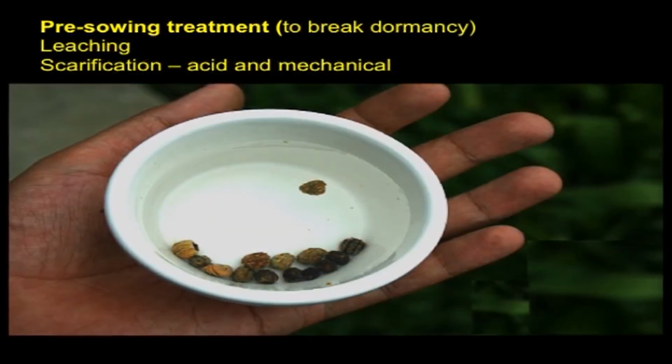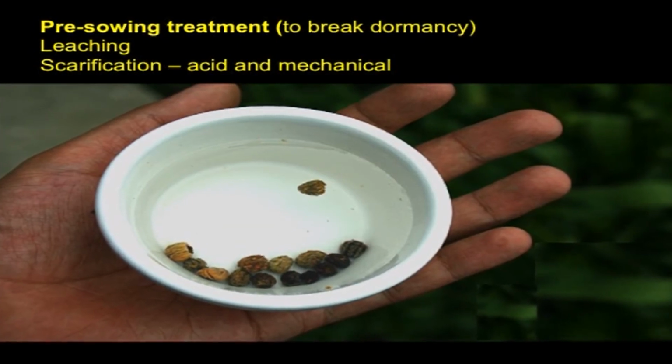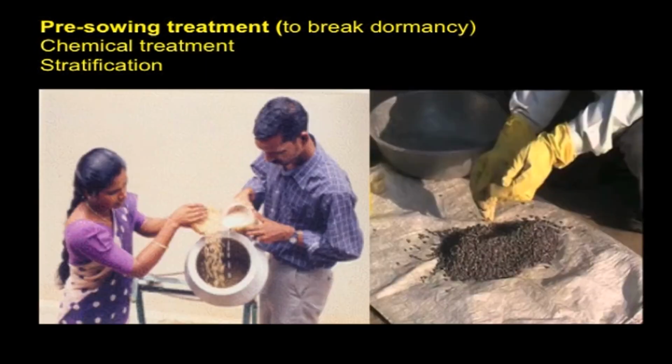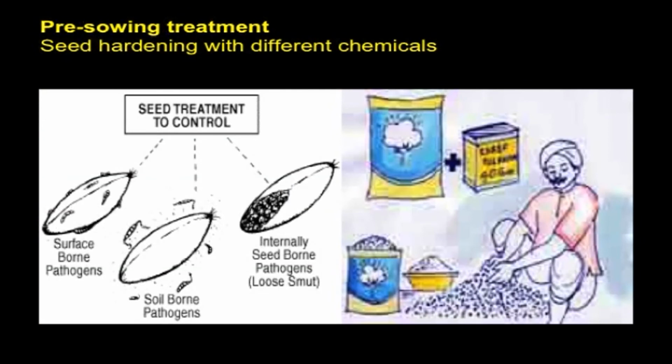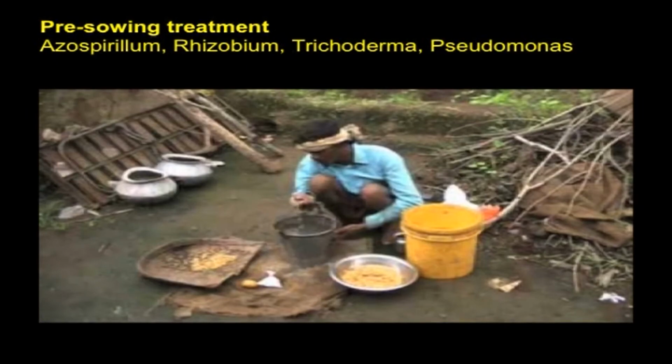To break the dormancy, some of the treatments like leaching, scarification, the scarification may be acid and mechanical, then chemical treatment, stratification is given. Then seed hardening with different chemicals and seed treatment using beneficial microbes like Azospirillum, Rhizobium, Trichoderma and Pseudomonas etc.